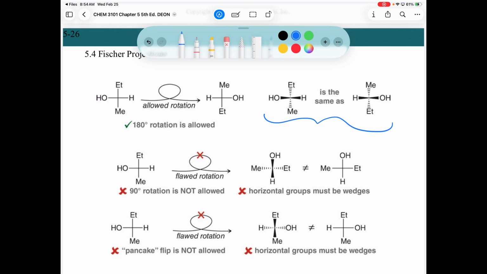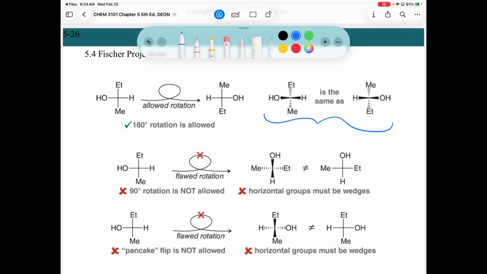Sometimes, not you guys, but sometimes students will say, I'll just rotate it 90 degrees. You can't do that. Why can't you rotate it 90 degrees? Because when you rotate it 90 degrees, what was a wedge is now a dash, and what was a dash becomes a wedge. So it's going to mess it up. Go ahead. What would be the benefit of rotating your Fischer projection 180 degrees? It can help you in trying to designate chirality sometimes. Yeah, if your lowest priority group isn't in the right position, that's usually what we use it for. It's a great question, right?